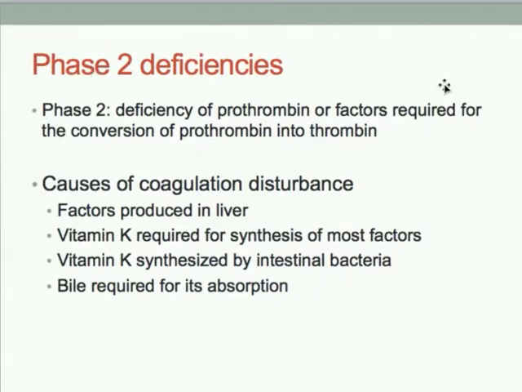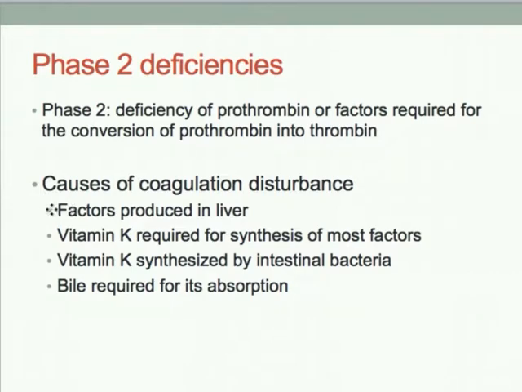Okay, then phase 2 deficiencies. Phase 2 is only the conversion of prothrombin into thrombin, and that conversion is going to require the active liver and the intake of vitamin K. So if you do a bleeding time test and you find that their phase 2 is affected, so it's ineffective cleaving prothrombin into thrombin, it's generally going to point to something coagulation factor related.